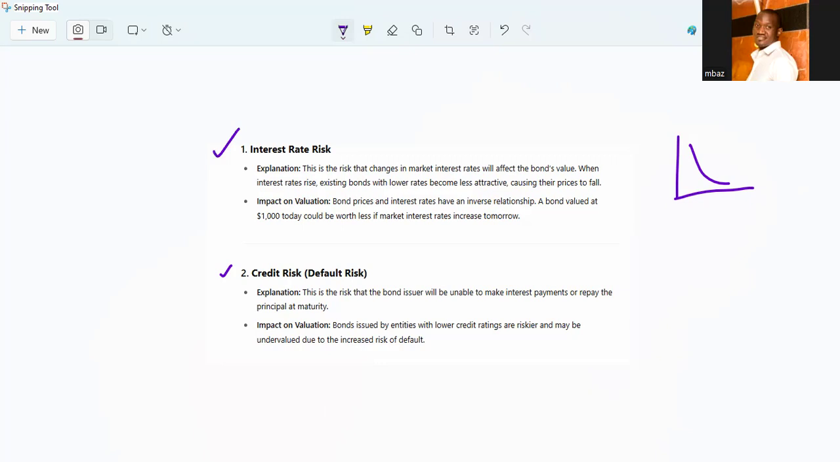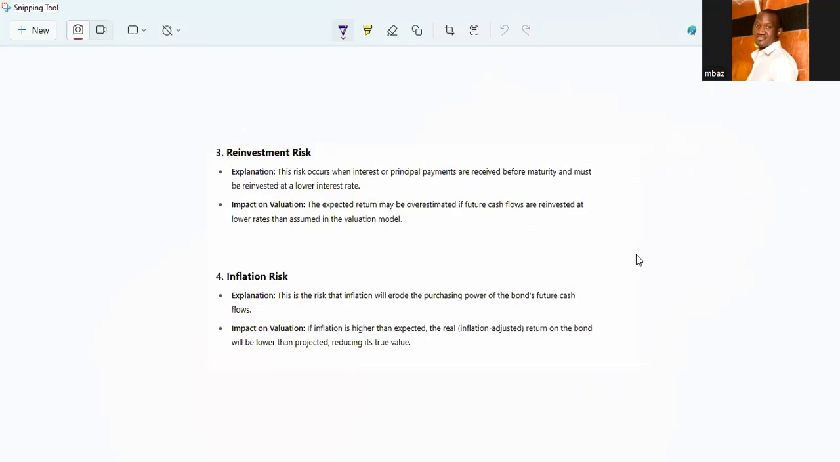The other risks associated with bond valuation are reinvestment risks and inflation risks. So what are reinvestment risks? They are the risk when interest or principal payments are received before maturity and must be reinvested at a lower interest rate. So here, the impact on valuation is that the expected return may be overstated if the future cash flows are reinvested at a lower interest rate than assumed.